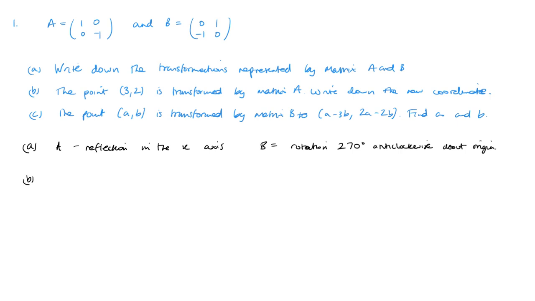Okay, B. The point (3, 2) is transformed by A. So (1, 0, 0, -1), and the point is (3, 2). So that goes to (3, -2). And C, the point AB is transformed by matrix B. So matrix B is that, the point AB.